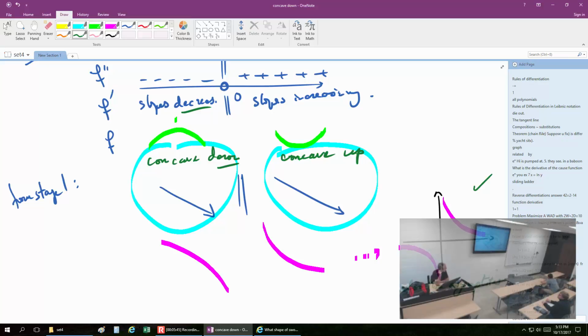You cannot conclude necessarily that the graph looks like what's on the right. The best you can do is this: decreasing concave down, decreasing concave up. That's all we know.